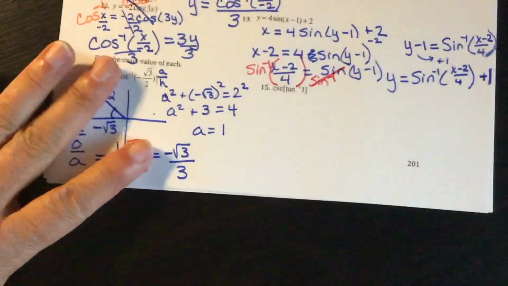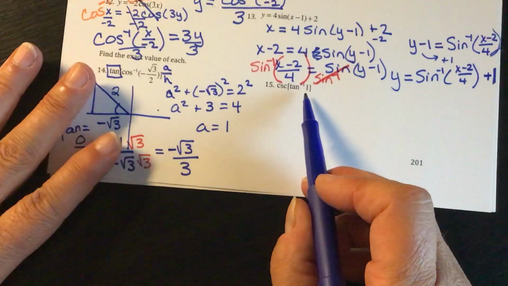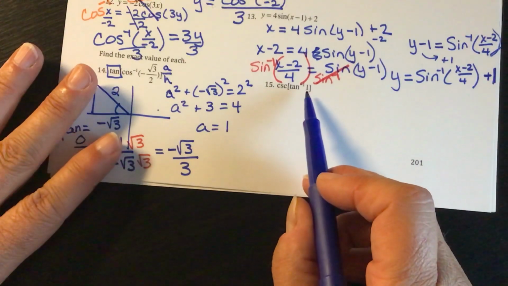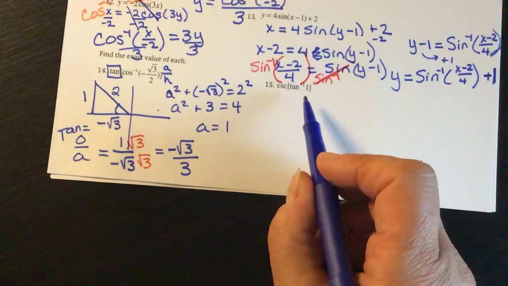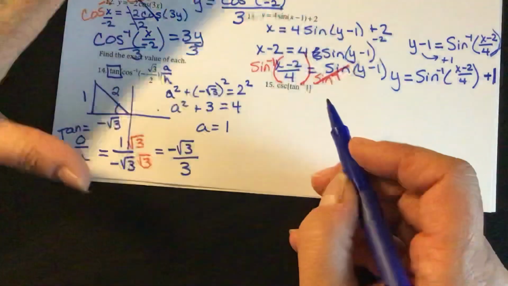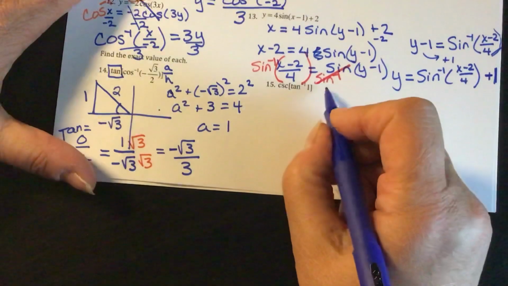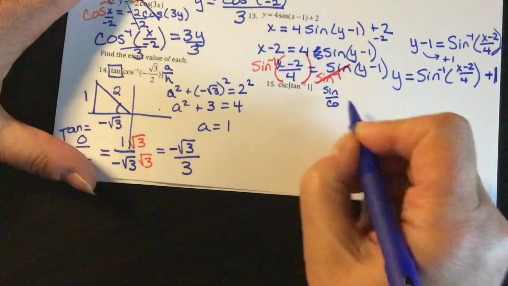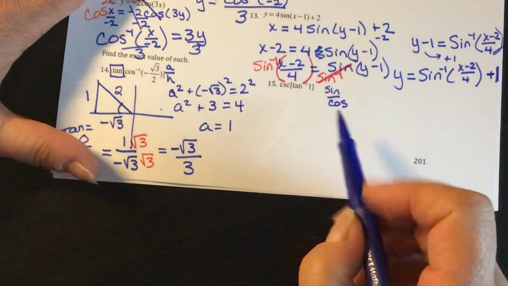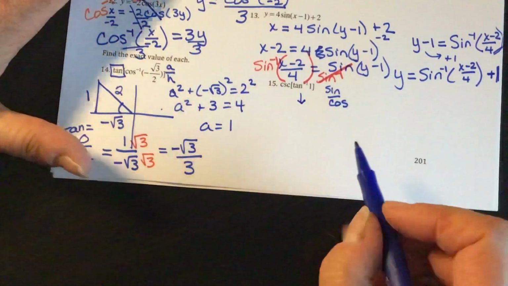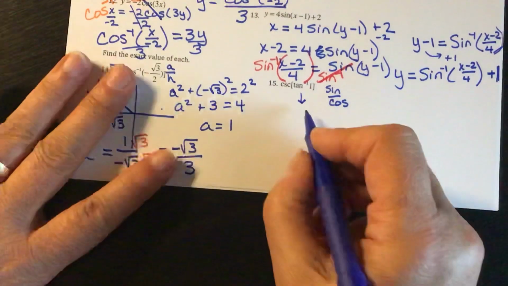Okay, so the next one, we have tangent of an angle is 1. All right, so if I'm thinking in terms of tangent being 1, remember the only way we can get 1 for tangent is if sine and cosine are the same, because I'm dividing sine and cosine. So this is going to be an angle in quadrant 1, and it's going to be pi over 4.